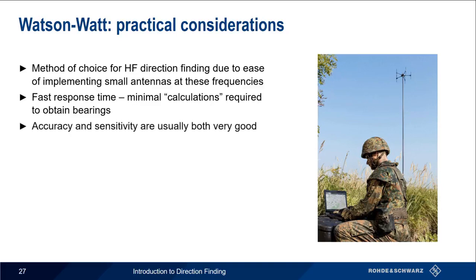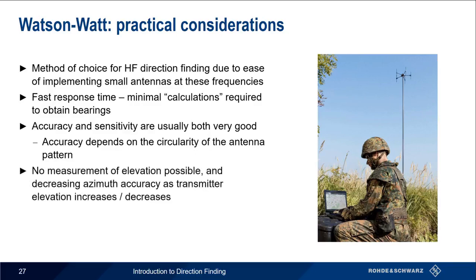Watson Watt has good accuracy and sensitivity, with the accuracy depending primarily on the circularity of the antenna patterns, something that's not difficult to control. The main drawback to Watson Watt is that it can't measure elevation in addition to azimuth, and if our target is significantly higher or lower than the plane of the antenna, accuracy can suffer.